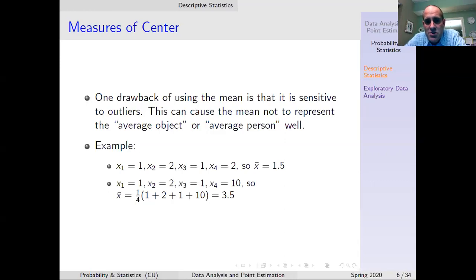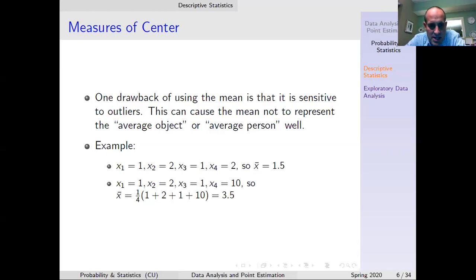Okay, a drawback of using the mean is that it's really super sensitive to really big data values or really, really small data values. And that can cause the mean to shift around and be really subject to movement depending on whether I get a really big number in my sample or not.